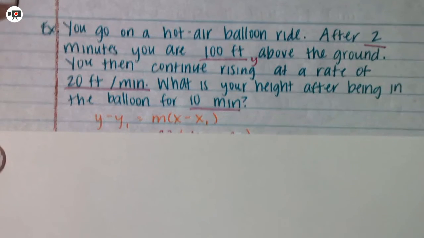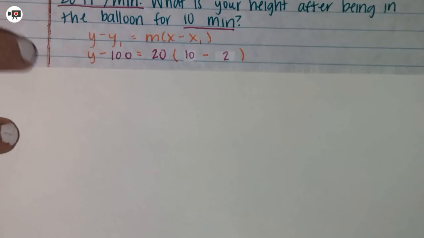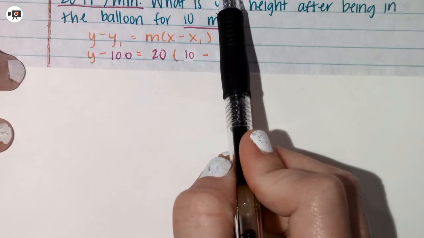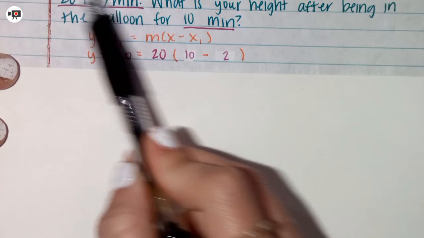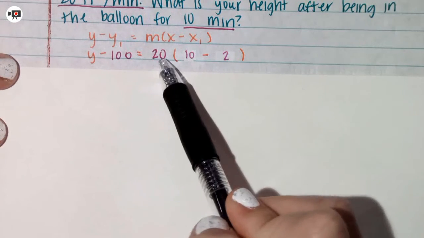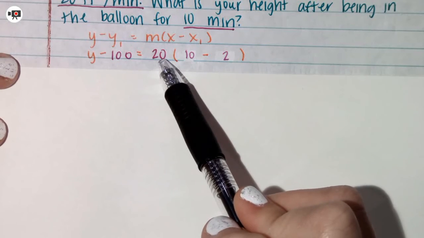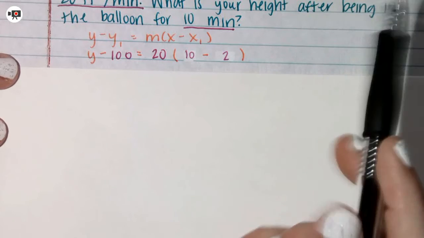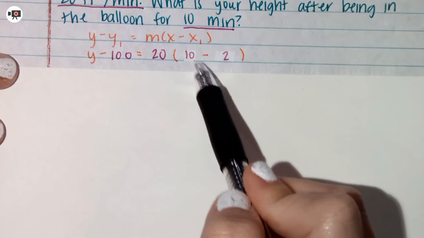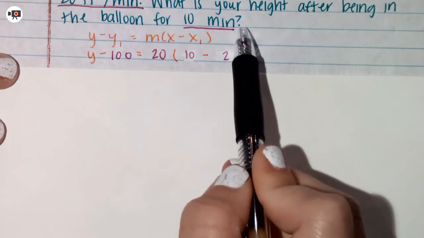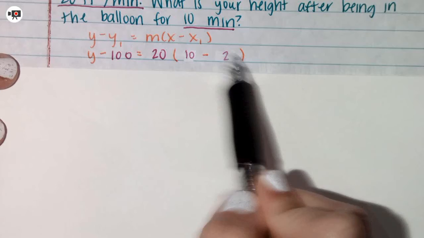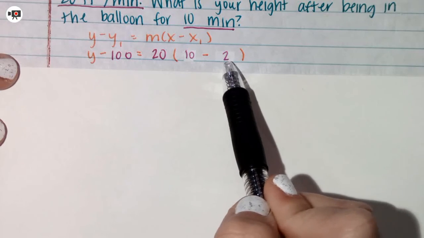So, I'm going to use my point-slope form, and plugging in 100 feet, which is going to be my height, my y. It gives me a rate, and a rate is always going to be your slope. A rate says how much something is changing, and a slope is how much your rise is changing for your run. And then my x is going to be 10 minutes, because it says when you are in there for 10 minutes, but my point that goes with 100 is 2.